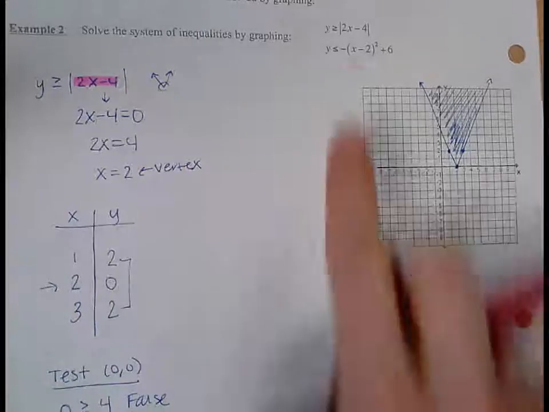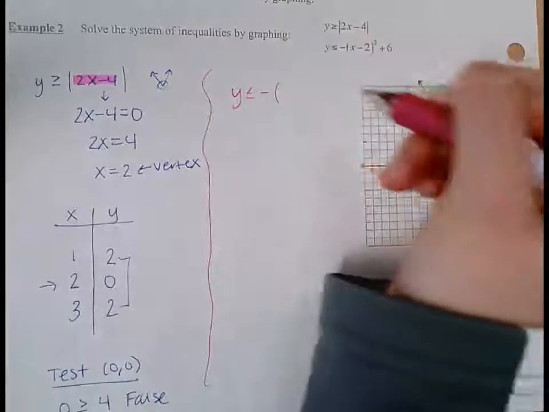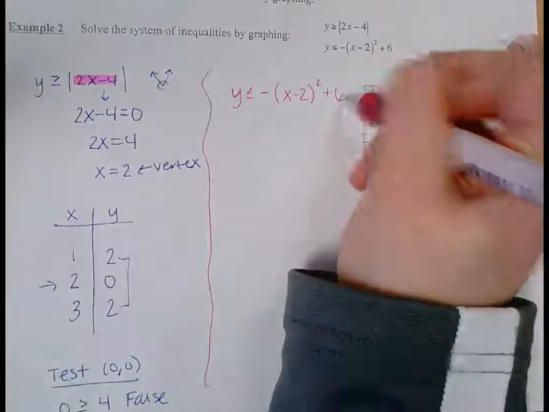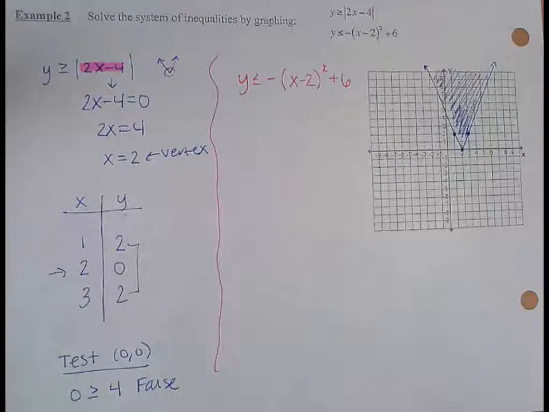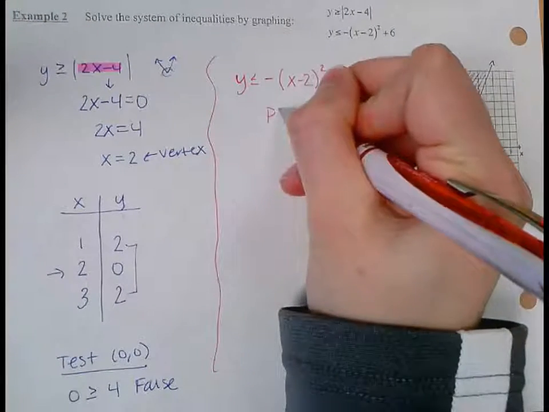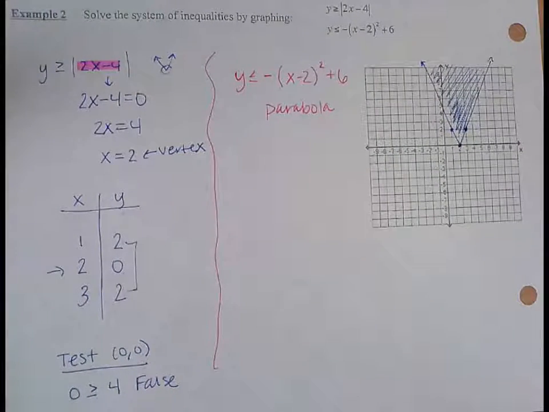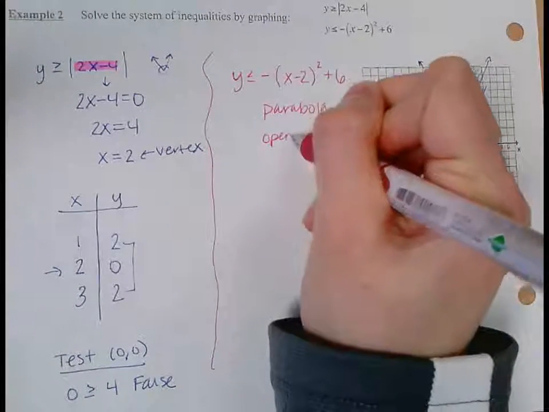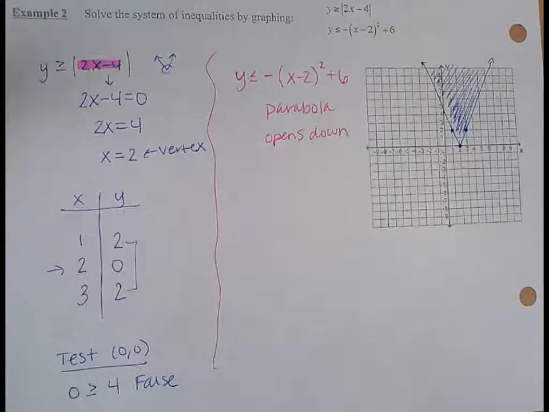Okay, and then I have one more graph to make, the second one. y is less than or equal to negative quantity x minus 2 squared plus 6. So this is not absolute value, no absolute value bars, so identify which conic section it is: parabola, circle, ellipse, hyperbola. This is a parabola. Which way is this parabola opening? Opening down. So that's just helpful to know, so you know which formulas you're looking at if you're trying to identify your h, k, or a values.